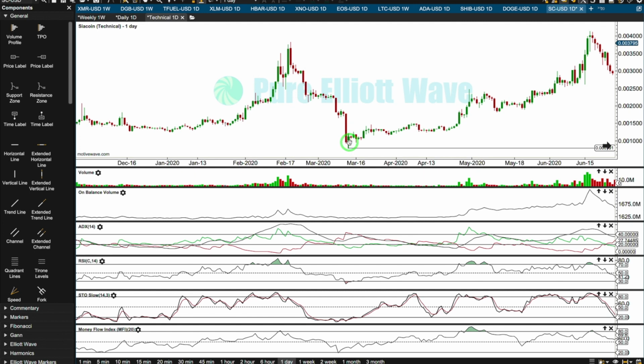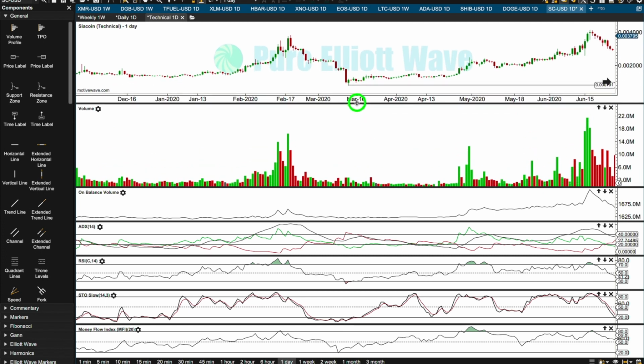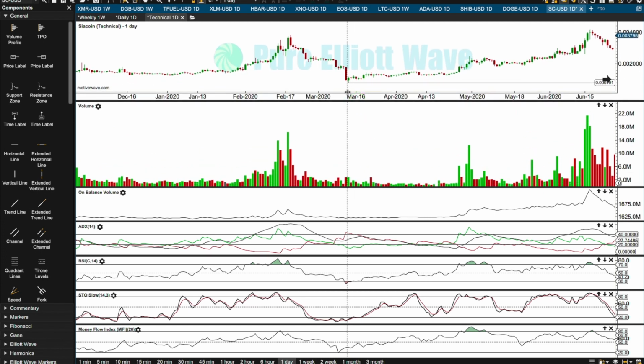So this is not a piercing pattern. It's not a bullish candlestick pattern. So no bullish candlestick pattern at that low. What was volume doing? Overall volume was declining to the low.